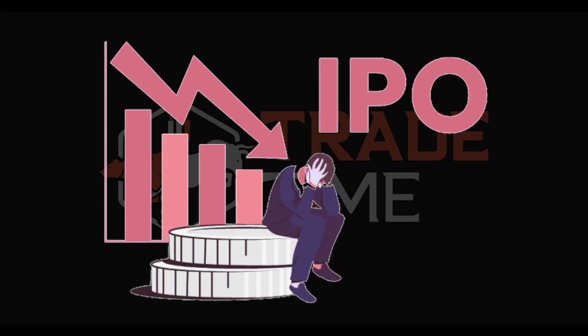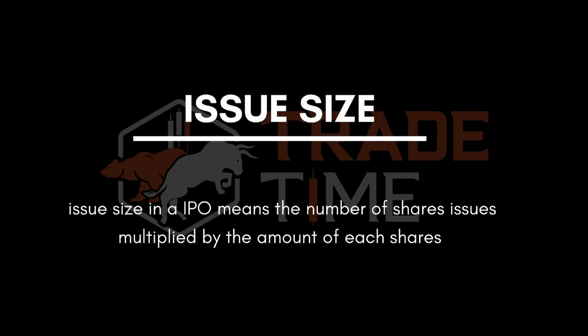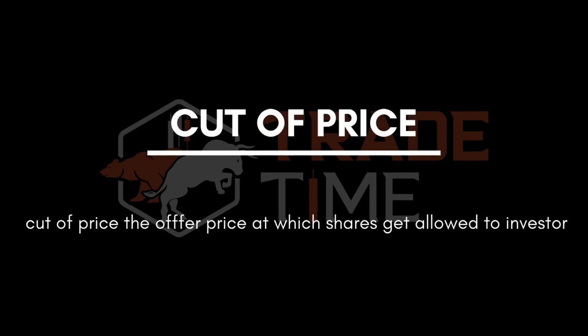Then we see the terms of IPO. First, price band. Price band is basically the lower price and the upper price per share at which the company would go public. 2. Issue size. The issue size in an IPO means the number of shares issued multiplied by the price of each share. 3. Cut-off price. The offer price at which shares get allotted to investors.